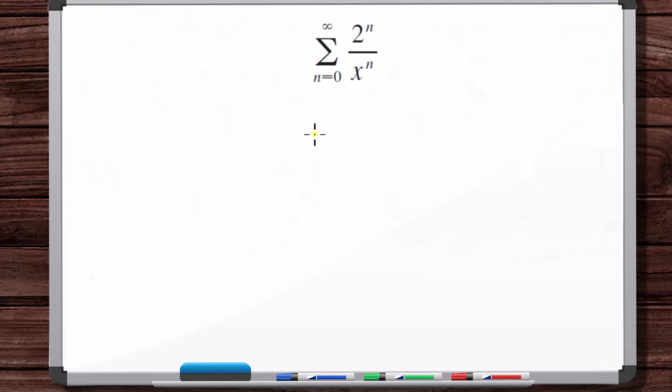All right, this looks like a standard geometric series where r is equal to 2 divided by x. The first term is equal to 1. So the absolute value of 2 over x needs to be less than 1.